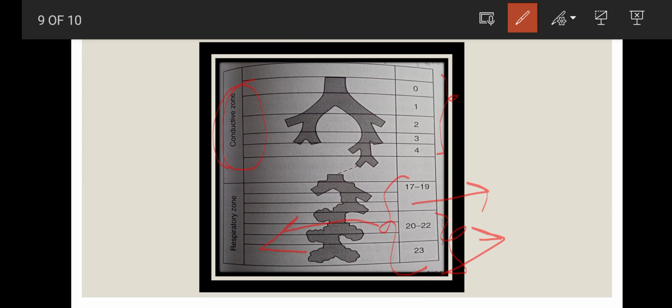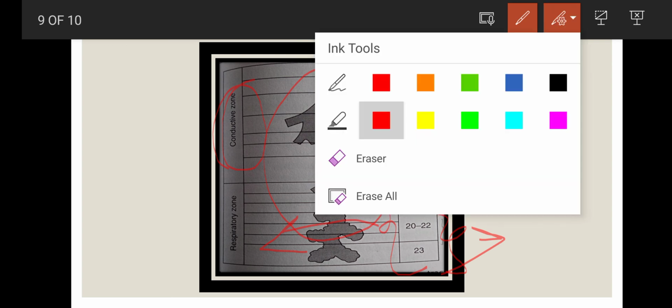These generations were designated by the Swiss anatomist E.R. Weibel according to his model. In this model the trachea is designated as generation zero. So all these divisions we can see start from the trachea. And now we will see what alveoli are.